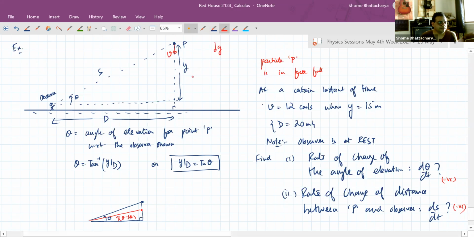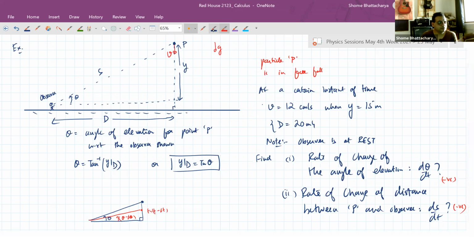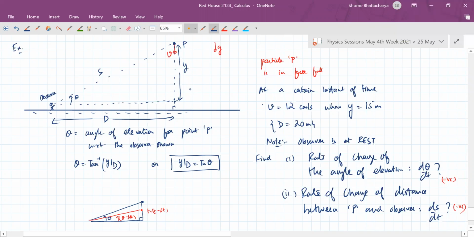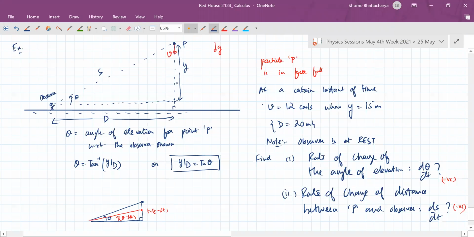And the other thing is, how will we relate the speed of this particle, or the magnitude of the velocity, 12 centimeters per second, with respect to y? What is the relationship between these two things? Distance and speed. So what is the relationship between y and v? Y is the position of the particle with respect to this fixed point, and velocity is the rate of change of position, right? dy by dt. So dy by dt should be what quantity, plus or minus? Minus, because y is decreasing, you can see.